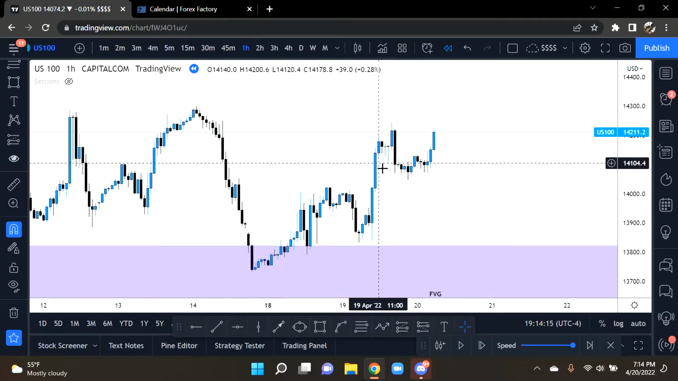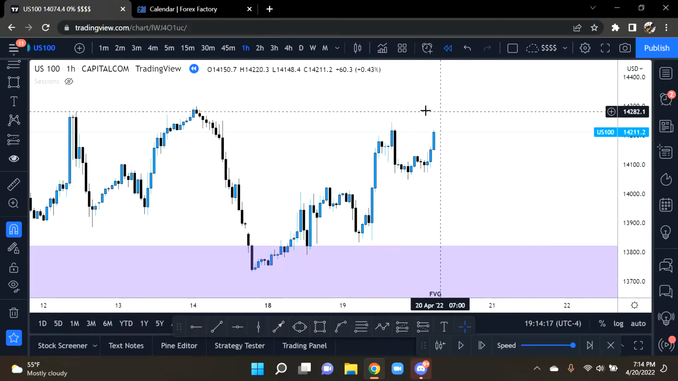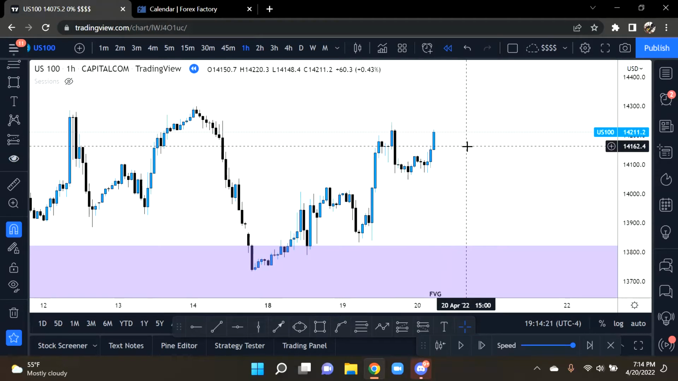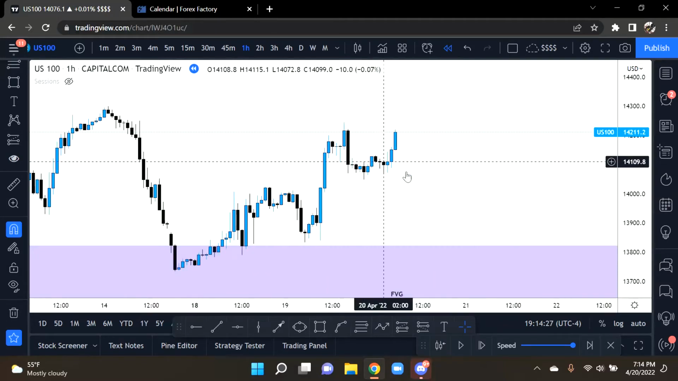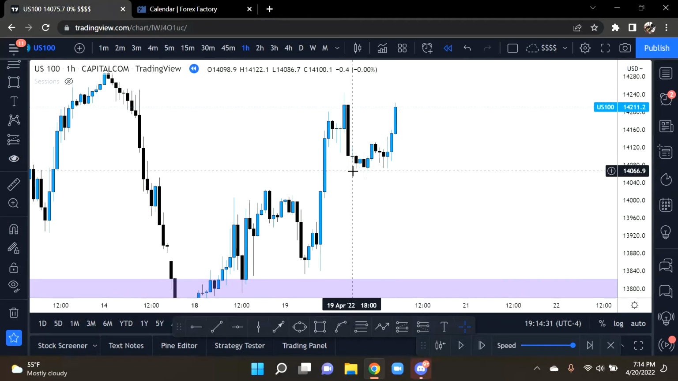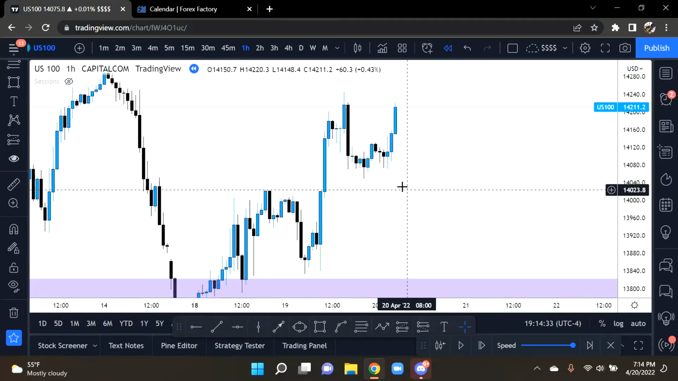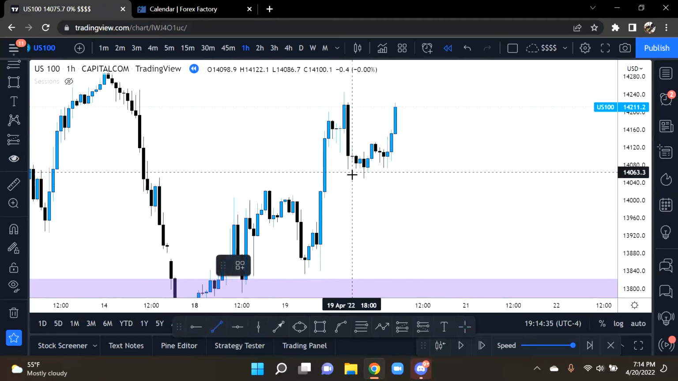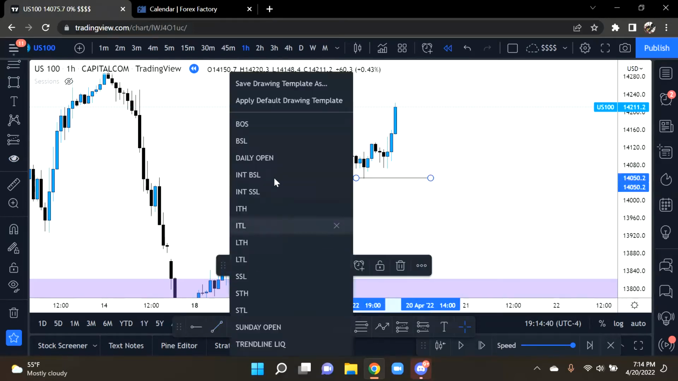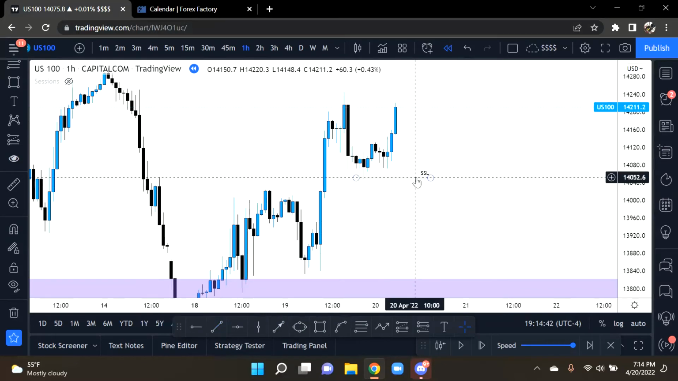It won't work if you don't have a narrative. It won't work if you don't have a target, and it won't work if you don't have a confirmation for an entry on the lower time frame. So in this case, I'm looking at this. These are relative equal lows as liquidity. So what I do is mark off liquidity. This is SSL, which stands for sell side liquidity.